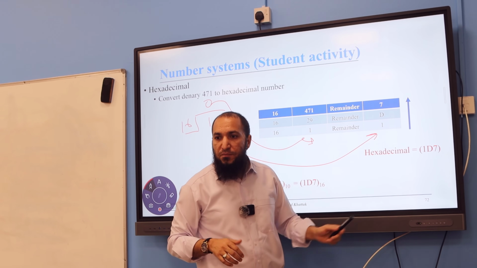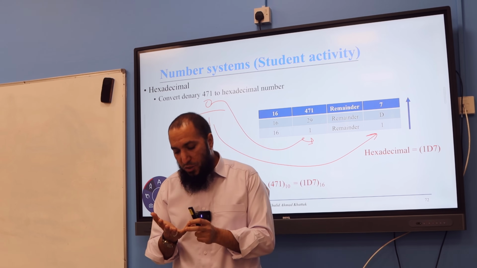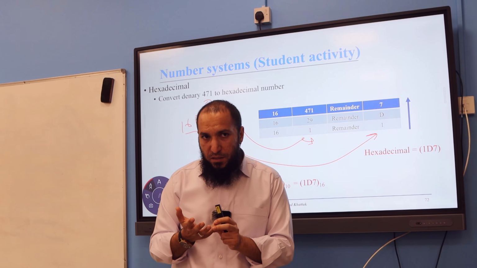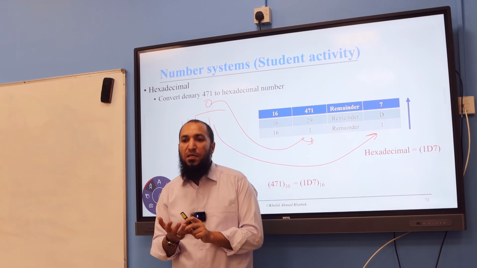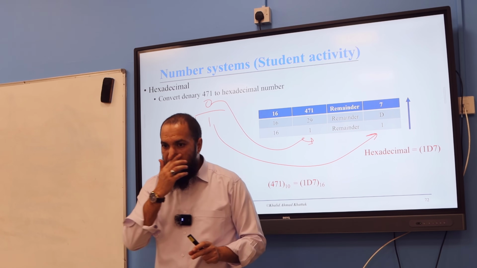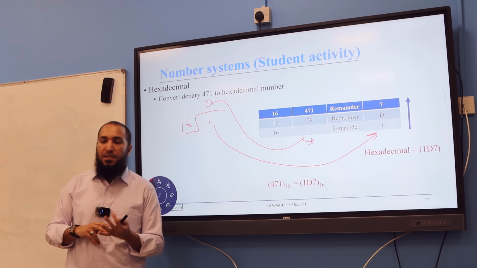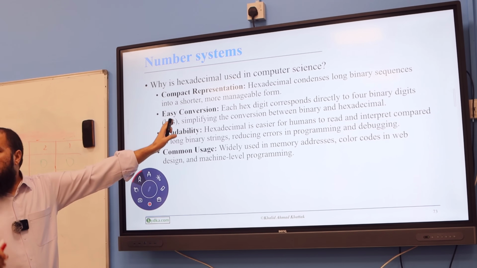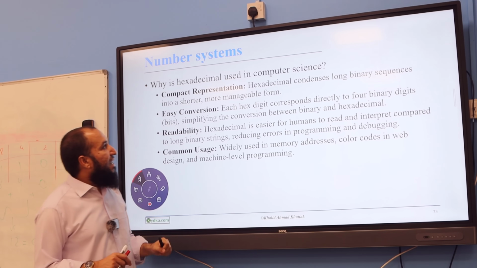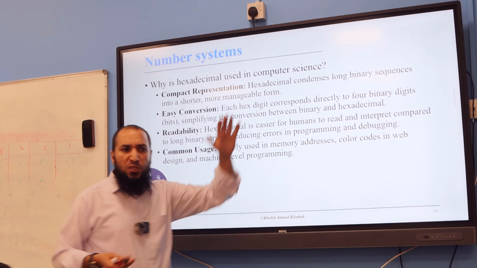No, like 10 is A, 11 is B, 12 is C, and 13 is D. You count 10 as A. Exactly. So the last thing we have in the lesson, which is why is hexadecimal used? In the book it is quite big.